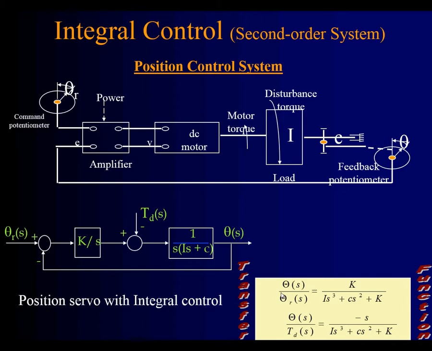Let's just look for another example in here. This is an integral control system. As you can see here, the plant is your system: motor and disturbance, torque, all that. This is your system.